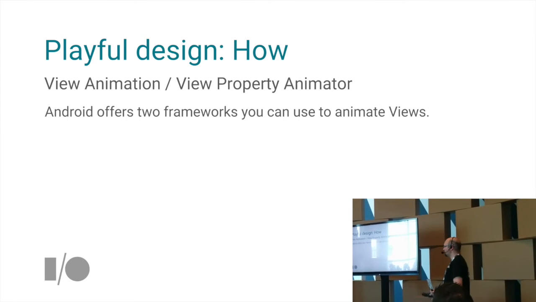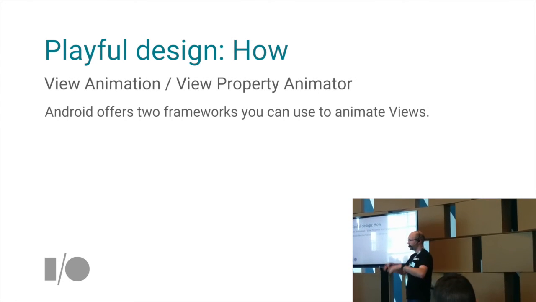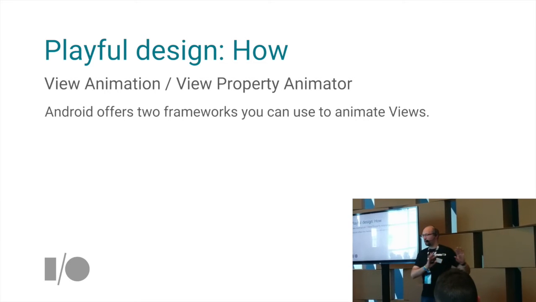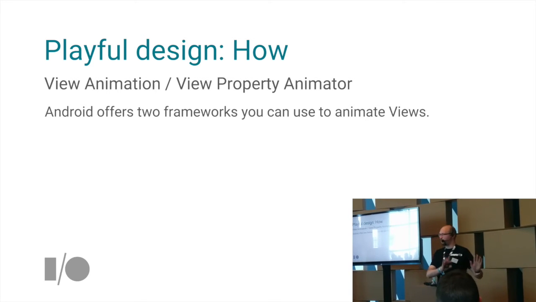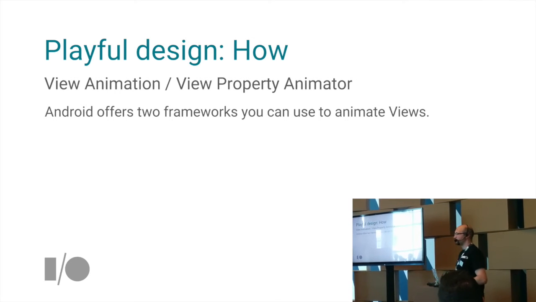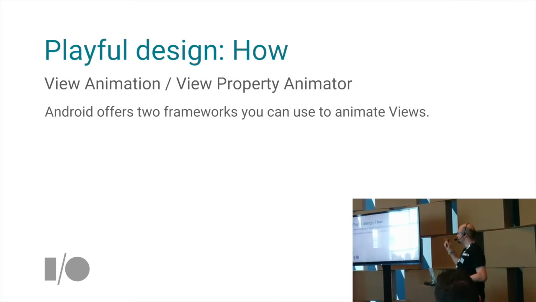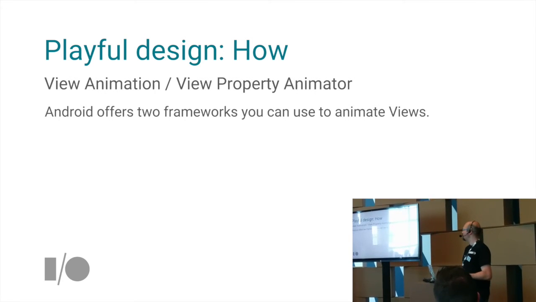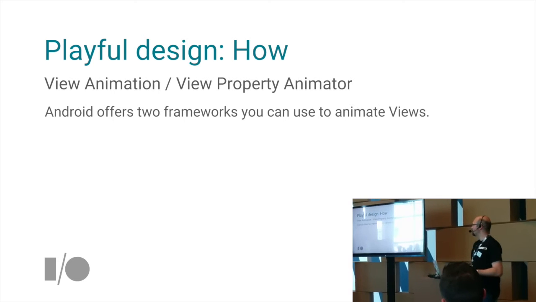So how are we going to do it? Now we're going into very deep Android details. What I said before is valid for web apps, mobile apps, desktop apps, anything. Now we're going into some details of Android. And the first thing is we have two frameworks for doing animations. One is the view animation, and the other one is the view property animation.